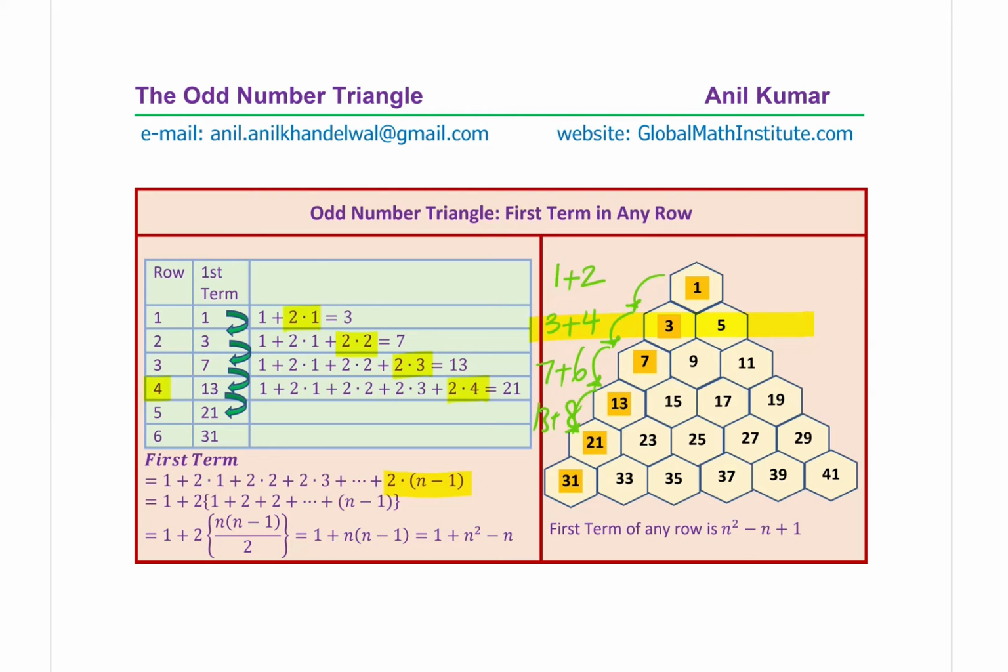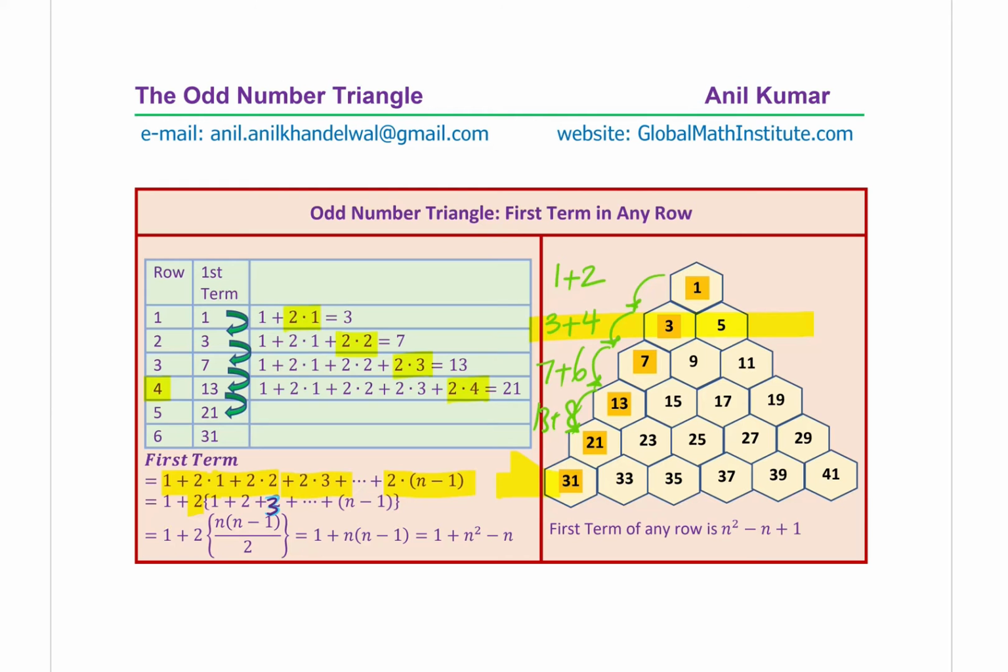Now that gives you an algebraic expression which can be simplified and whose formula we can find. So now we have the terms as 1 plus 2 times 1 plus 2 times 2 plus 2 times 3 and so on till 2 times n minus 1 for the nth term, right? Now you can take 2 common. Once you take 2 common, then inside, what do we get? Inside we get all the numbers 1, 2, 3, 4, right? So 1, 2, 3 to n minus 1. So those are the natural numbers up to n minus 1.